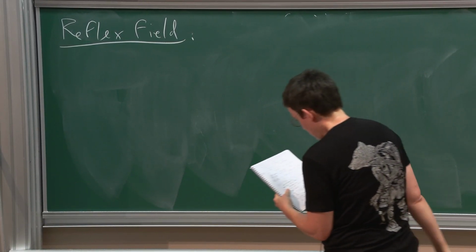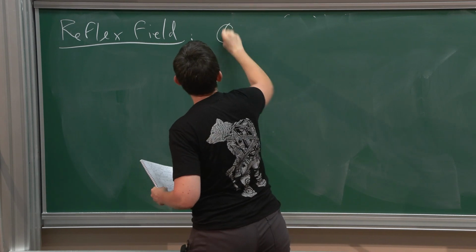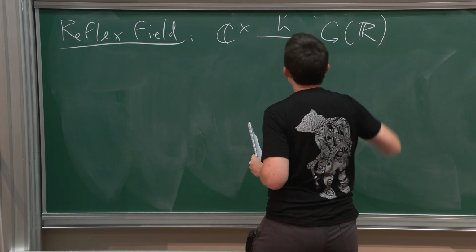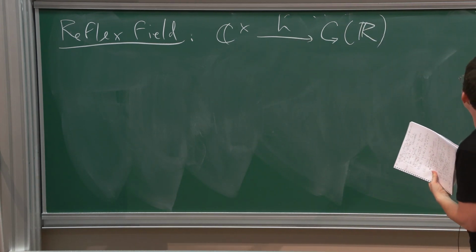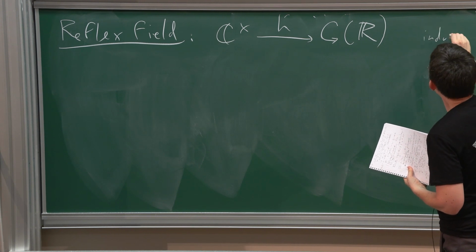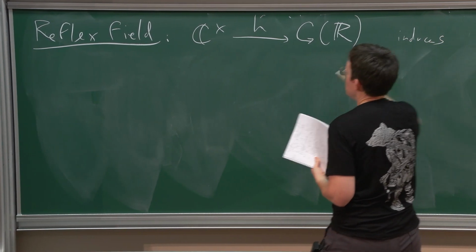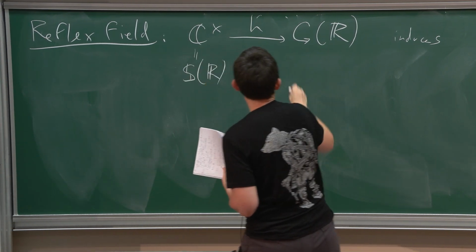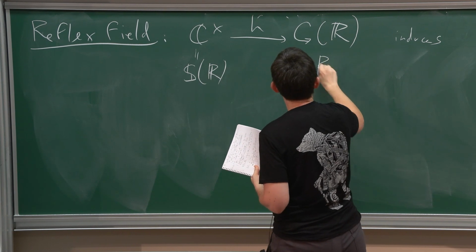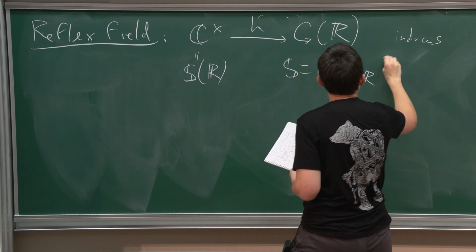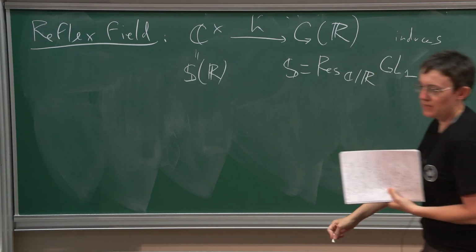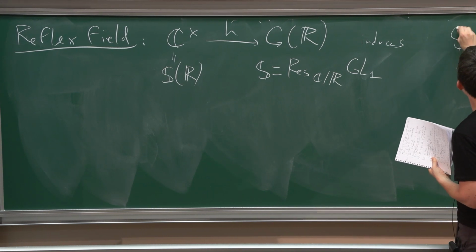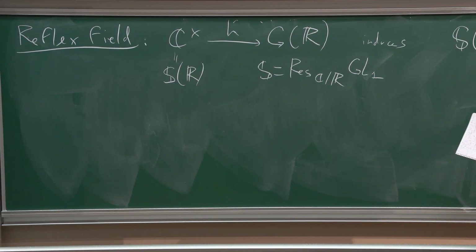Okay, so we have this map H from C cross into G of R. C cross is the R points of this torus S, which is sometimes called the Serre torus. And so H induces a map from S of C into G of C.